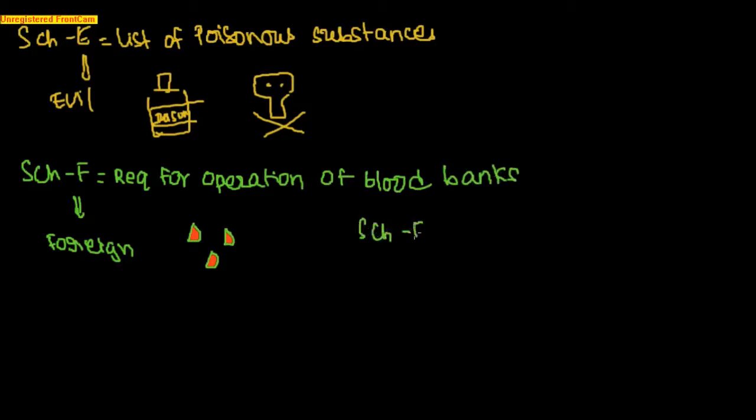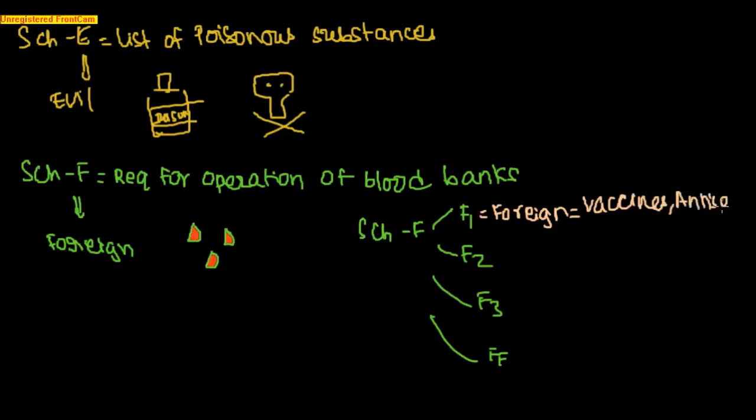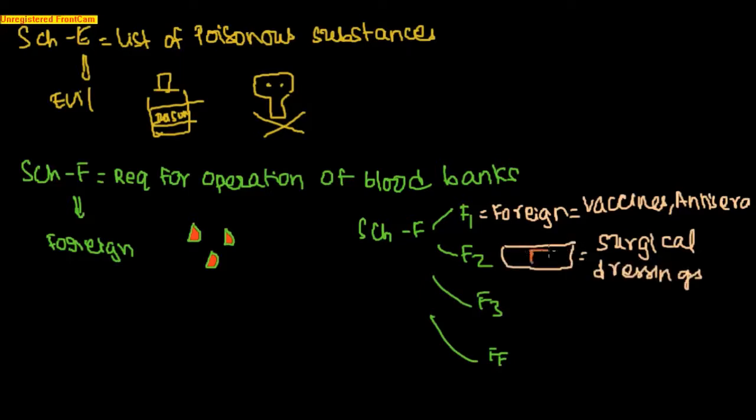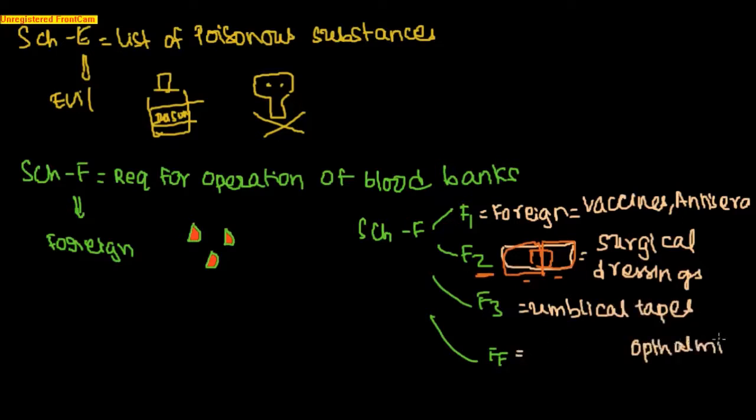This schedule F is subdivided into F1, F2, F3 and FF. F1 is foreign again. What are the other foreign things? Vaccines and antisera. F2 is surgical dressing. Bandage is the commonly used surgical dressing. When we peel the bandage, we peel it from two ends, right? So F2 and two ends. Then F3 is standards for umbilical tapes. Just remember this. And FF is for ophthalmic. Ophthalmic is for the eye, and the eye has something called focus. We have two eyes, so two foci, so 2F and schedule FF.